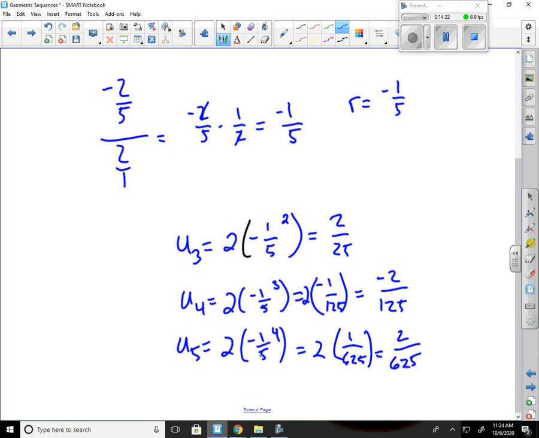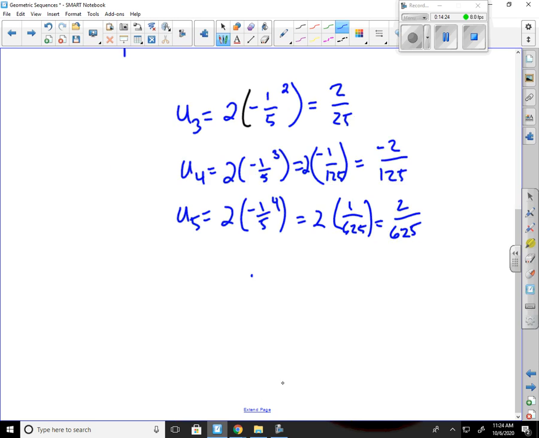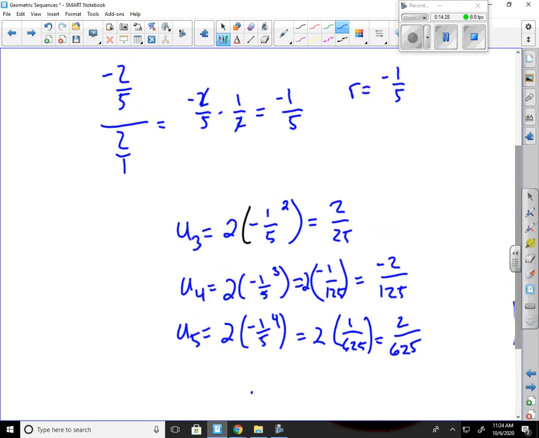Now all we have left to do is write the explicit form, which I had been using the whole time, so I should have done that first. Explicit form is simply U sub n equals 2 times my common ratio, negative 1 fifth, to the n minus 1. And that's it.